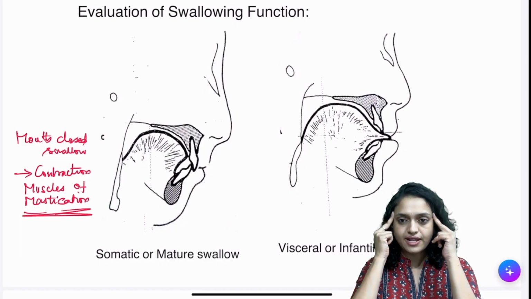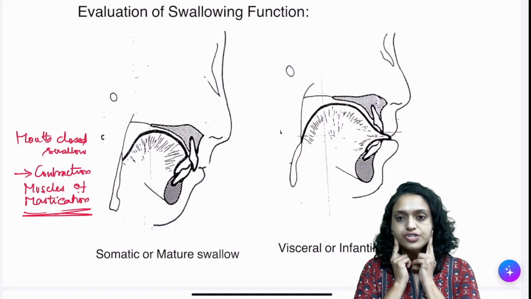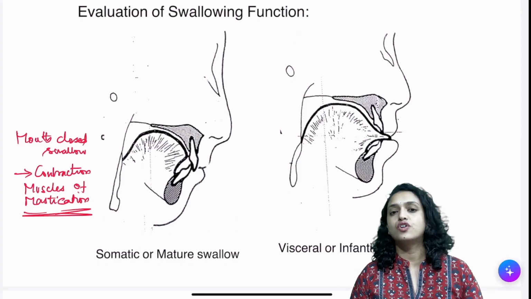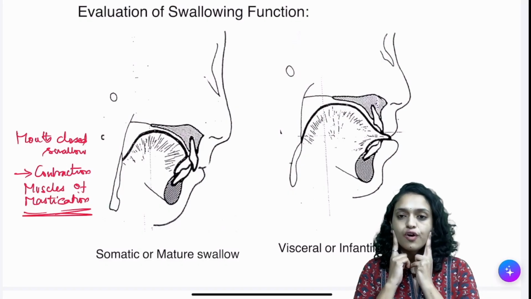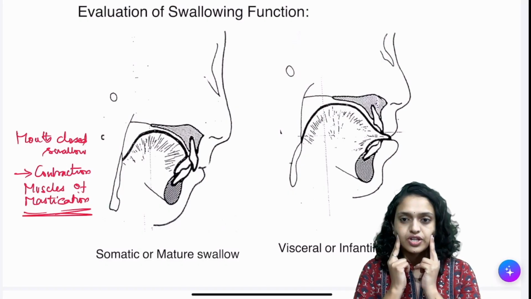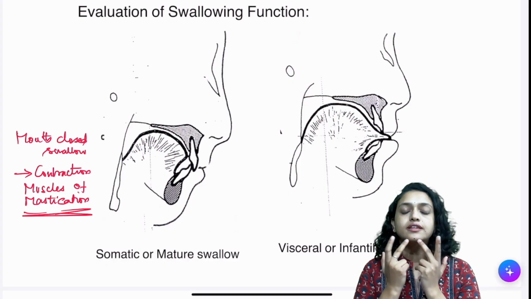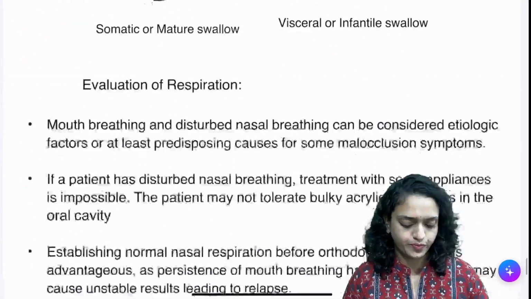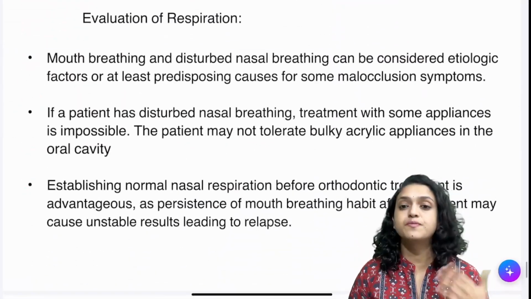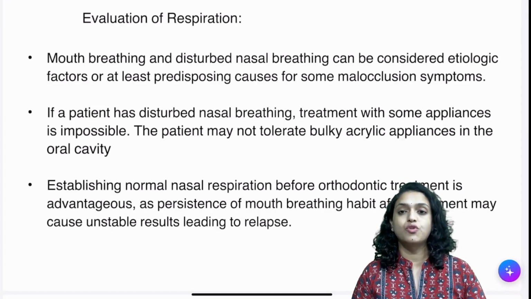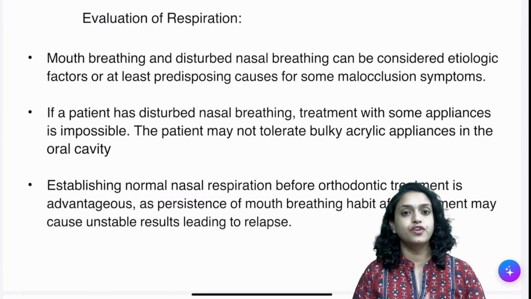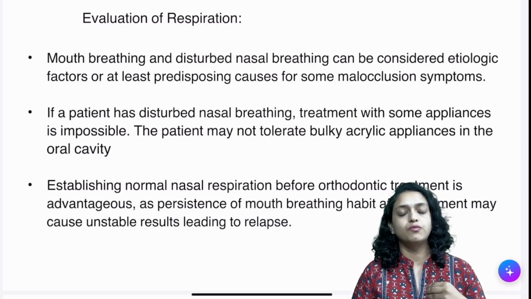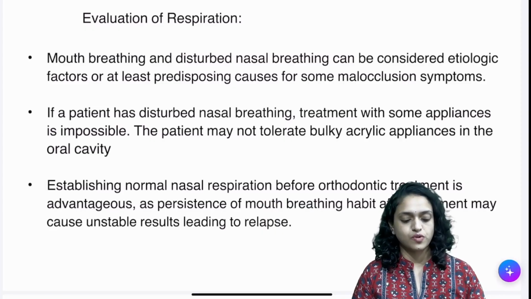So for patients who have open bite, all you need to palpate is the muscles of mastication, either in the temporalis region or the masseter region, so that when they swallow, you will know which muscles are contracting. If there is no contraction of the muscles of mastication and you are able to see the perioral muscles contracting, then it is infantile swallow. The difference between mature swallow and infantile swallow is a very important short note if you're a final year, and a few 1-mark questions do come from this chapter also.